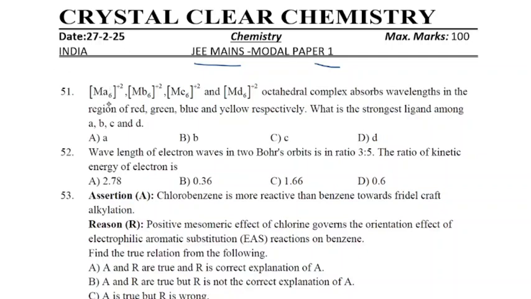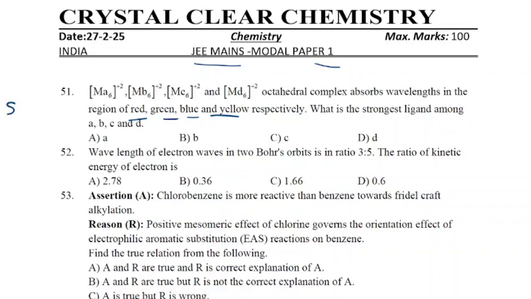The first question. They have given four complex octahedral complexes, and they absorb the wavelengths of the regions red, green, blue, and yellow respectively. What is the strongest ligand among A, B, C, D?